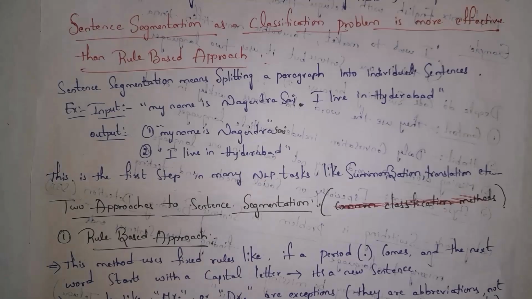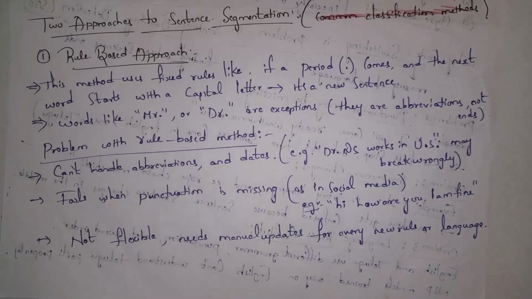Summarization means gathering the required information from an entire paragraph, that is, gathering all important information from the entire text. And translation means converting one language to another language. So sentence segmentation is the first step in most NLP tasks. And sentence segmentation is done by the following two approaches. One is the rule based approach and the next one is the classification based approach.